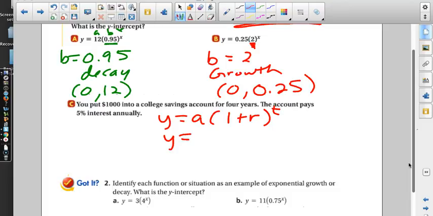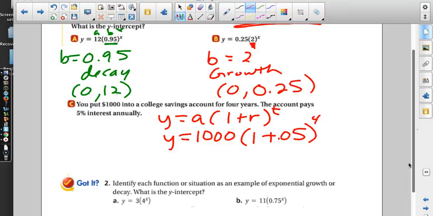A. A is the initial amount. How much are we putting in the bank? $1,000. Did they tell us the interest rate? 5%? Okay, we can't put 5 in there though. What do we put in? 0.05. T stands for time. Did they say how many years? 4.